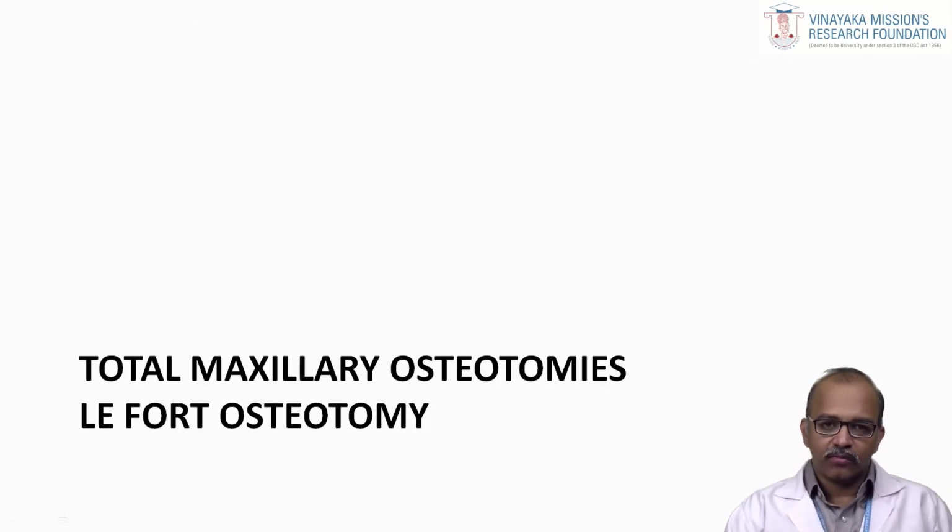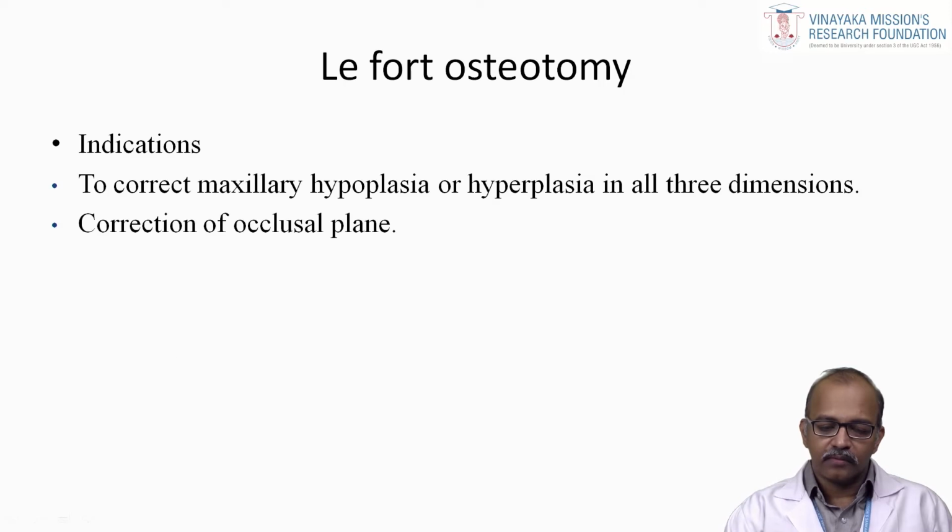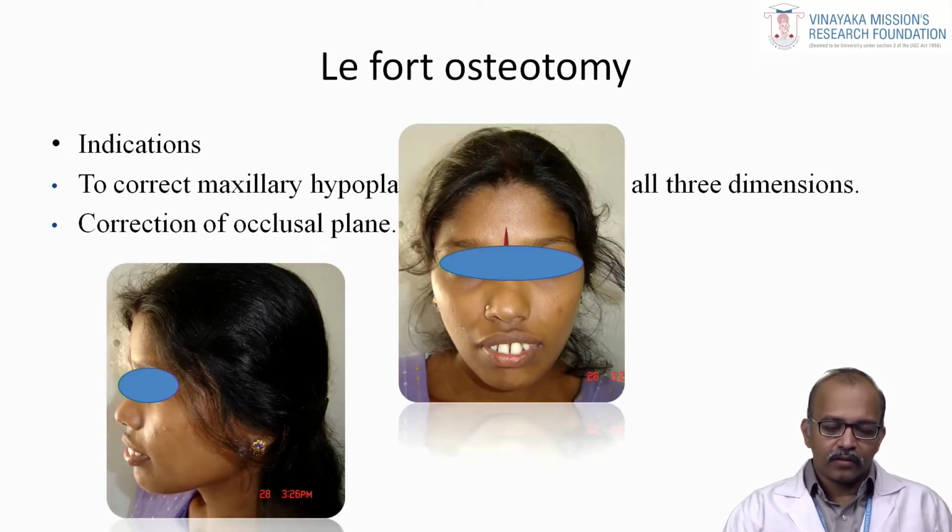Total maxillary osteotomies, Le Fort osteotomy. Le Fort 1 osteotomy. In cases of maxillary hyperplasia or hypoplasia or cant, we can do Le Fort 1 osteotomy and treat it with the help of this procedure to correct the occlusal plane. So, vertical maxillary excess, horizontal maxillary excess, and the long narrow face can be corrected using such an osteotomy procedure.